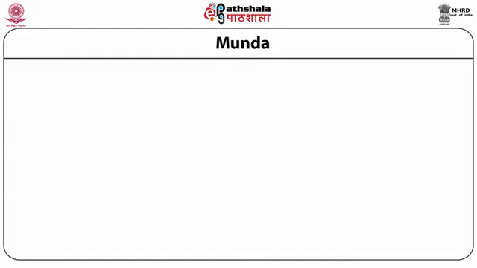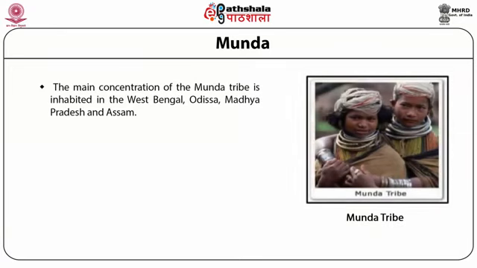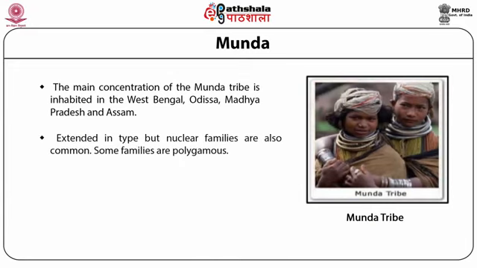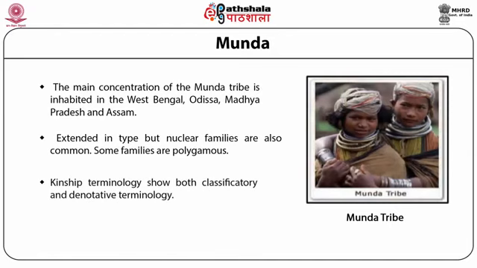Now we discuss the Munda tribe. The main concentration of the Munda tribe is in West Bengal, Odisha, Madhya Pradesh, and Assam. They are extended in type, but nuclear families are also common. Some families are polygamous. Kinship terminology shows both classificatory and denotative terms.